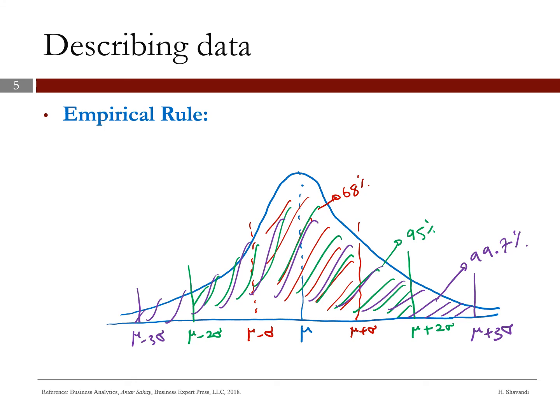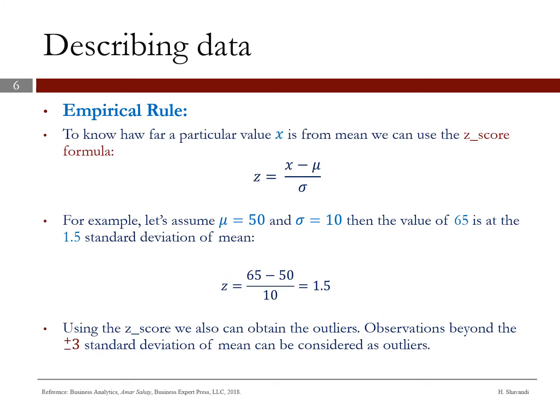Here, in order to show how far a particular x is from the mean, we can use the z-score formula. The z-score would be x minus mu over sigma. For example, let's assume that the mean of a population is 50 and the standard deviation is 10. If we consider a value like 65, then 65 minus 50 over 10 becomes 1.5. That means 65 is at 1.5 standard deviations from the mean.